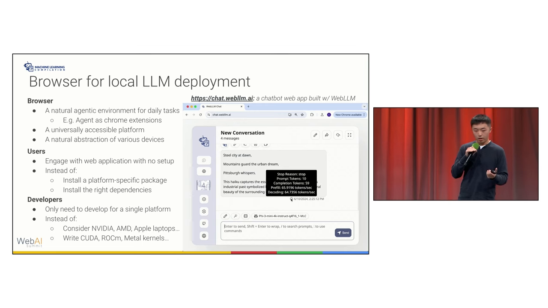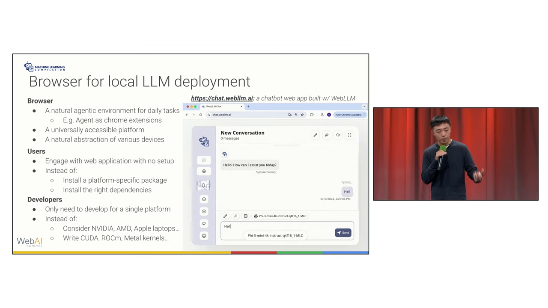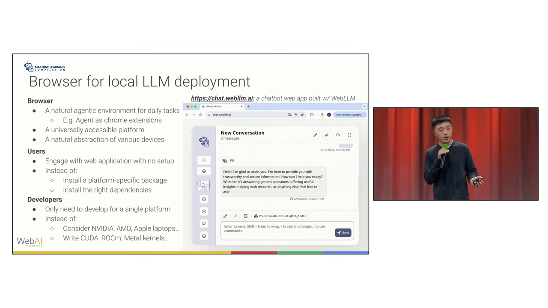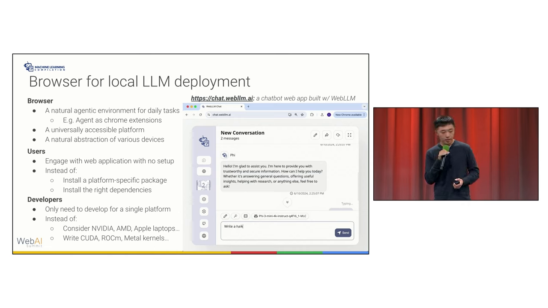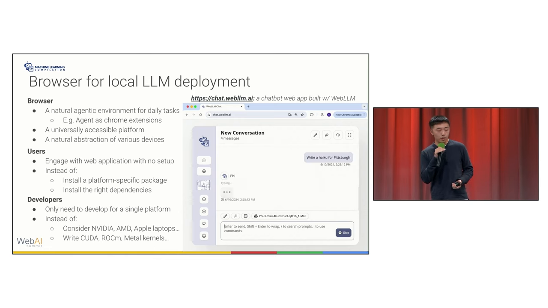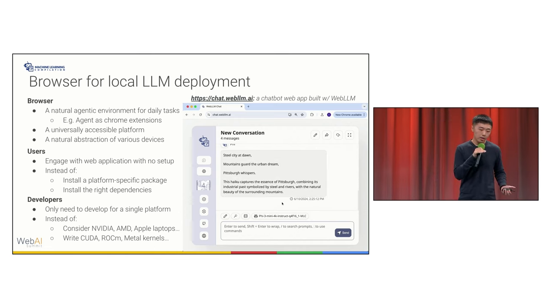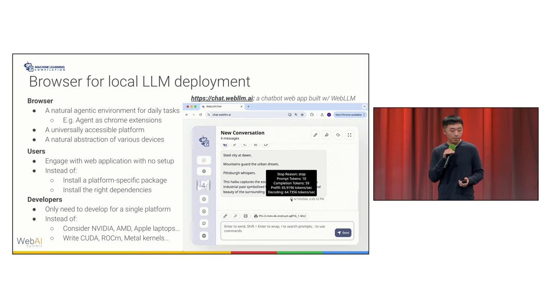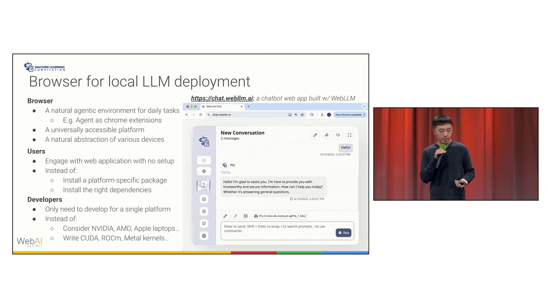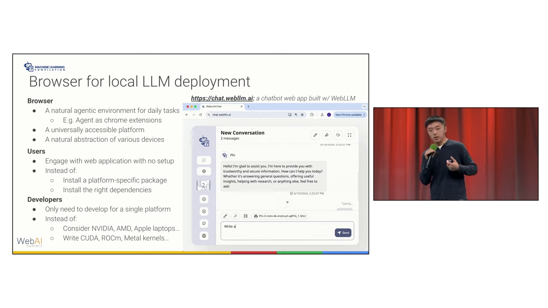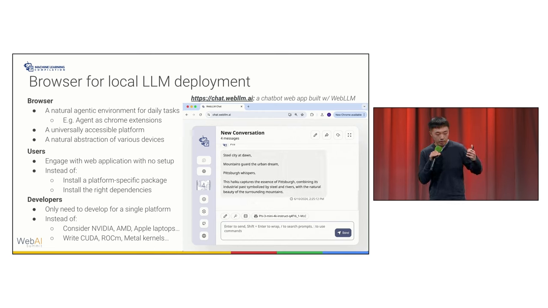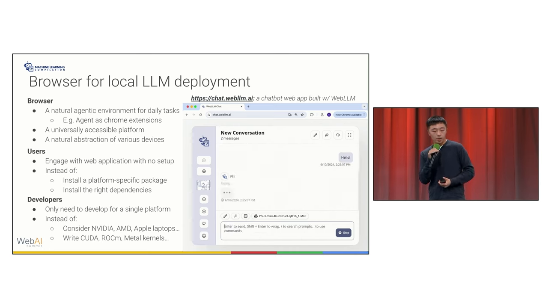For instance, for large language models, we need to write GPU kernels because we want to use the GPU for fast inference speed. For a non-browser-based solution, you need to write CUDA kernels for NVIDIA, ROCm kernels for AMD, and Metal kernels for Apple laptops. And that's a lot of work. You don't want to implement things like flash attention so many times. But with a browser-based solution, a single WebGPU kernel is going to work for all the laptops.